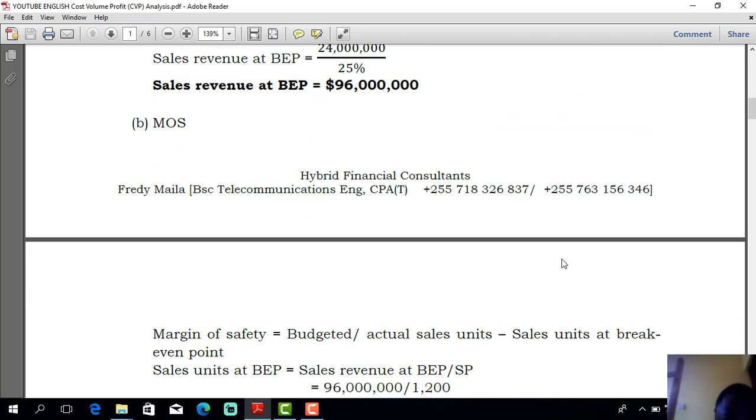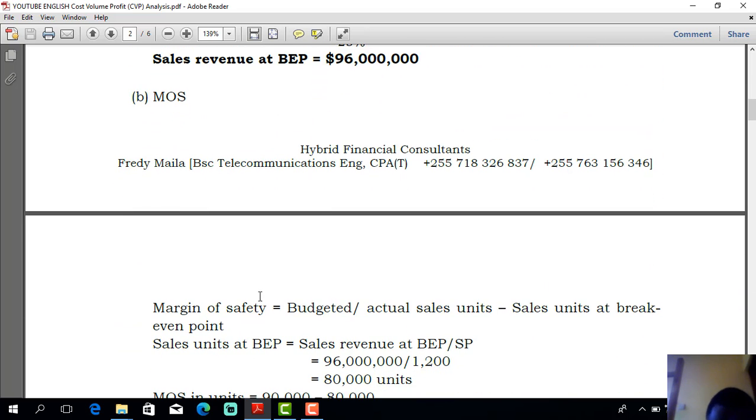As you have been asked there, margin of safety, you can say budgeted or actual sales units. It depends on the question. For example, in our question, we have been given the budgeted data, but if we are given actual data, we could use it. So budgeted or actual sales units minus sales units at break-even point. So how do you obtain sales units at break-even point? We all know that sales equals selling price times quantity. So if you need quantity, you just take sales revenue at break-even point over selling price.